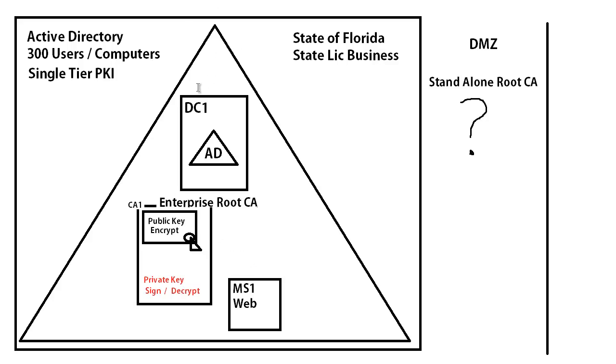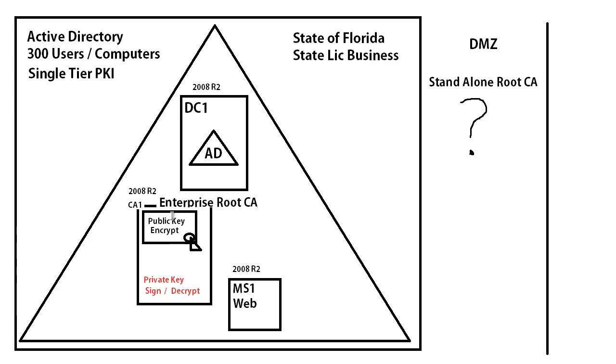And in this analogy, everything is 2008 R2. This is 2008 R2. This is 2008 R2. And everybody's joined to the domain. I'll also bring in a Windows 7 machine here in just a minute.